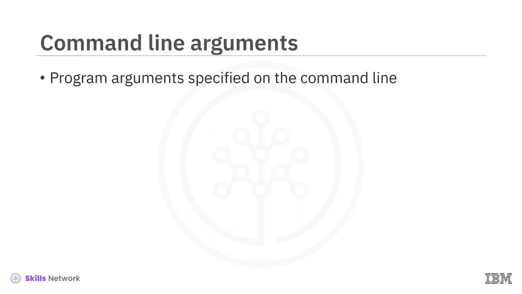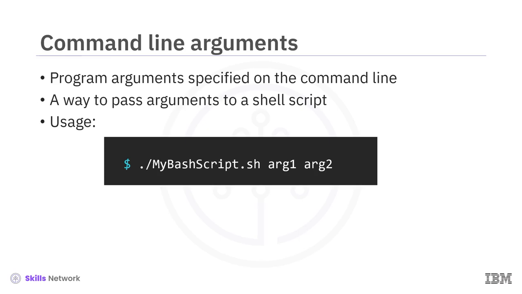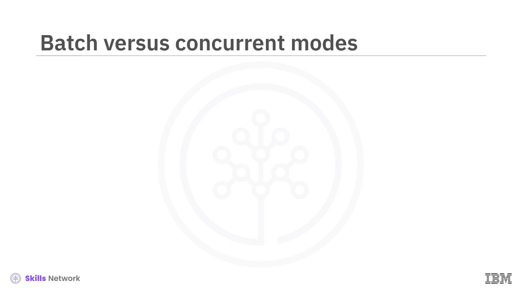Command line arguments are arguments used by a program specified on the command line. In particular, they provide a way to pass arguments to a shell script, a program. Command line arguments for a bash script are specified like this. The arguments arg1 and arg2 are passed to mybashscript.sh.